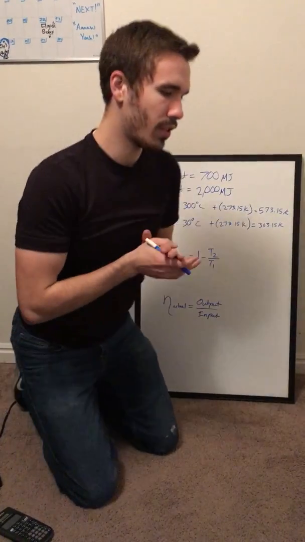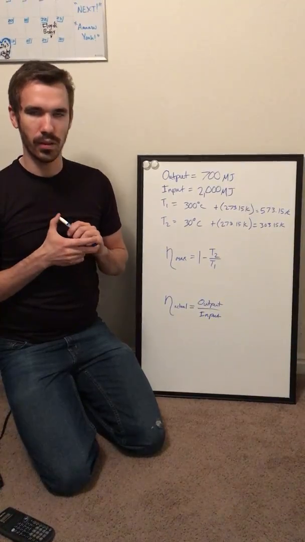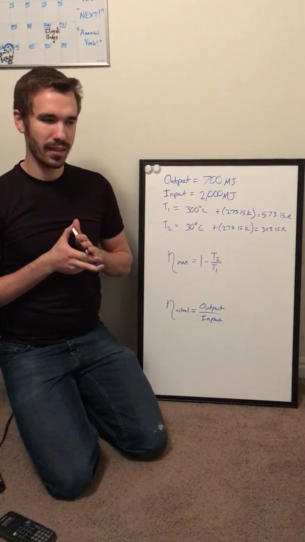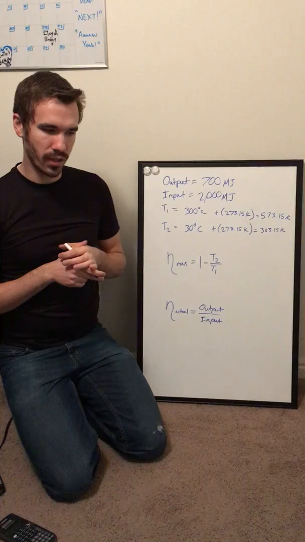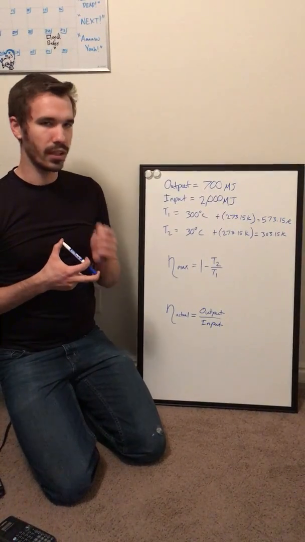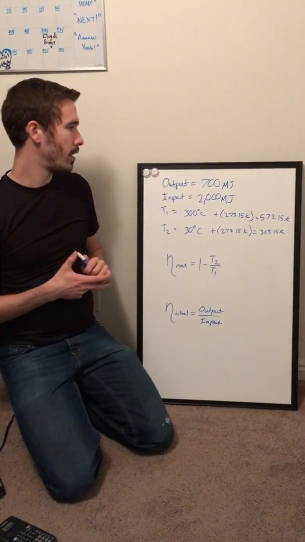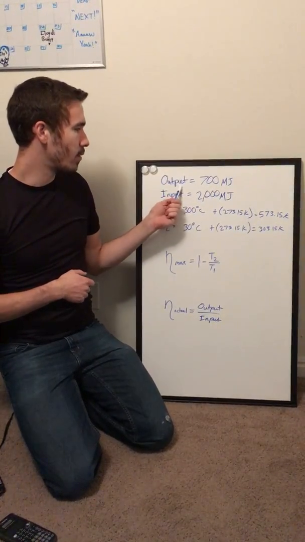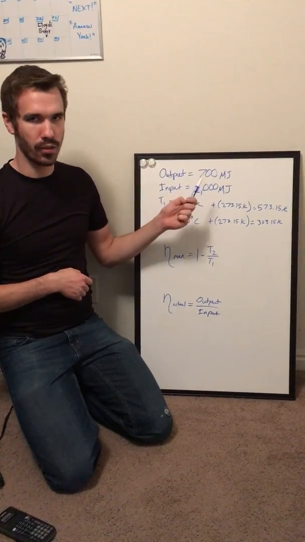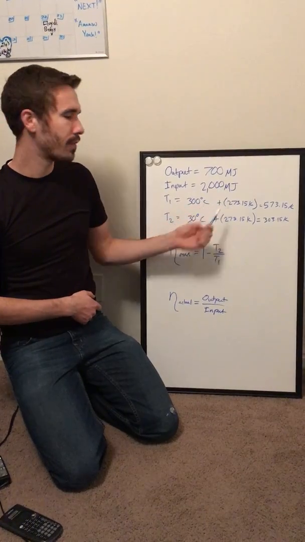This question has two parts. Part A asks what is the maximum possible efficiency of the plant, and part B asks what is the plant's actual efficiency. To start with part A, we need to put down the information we have. They give us the output, which is 700 megajoules, and the input, which is 2,000 megajoules.